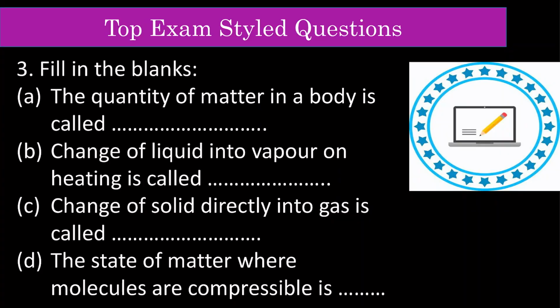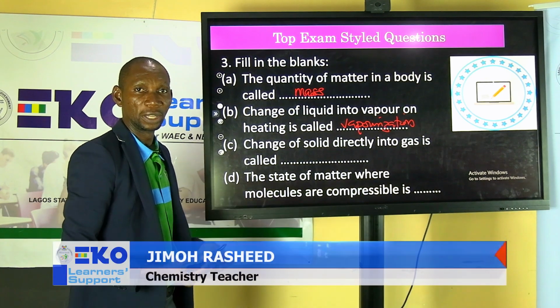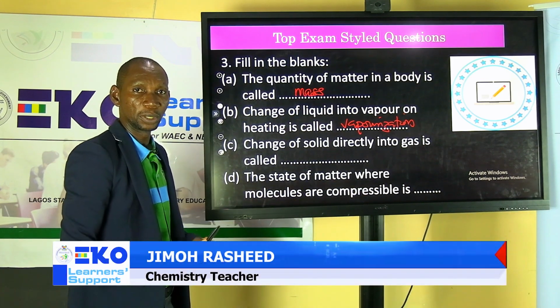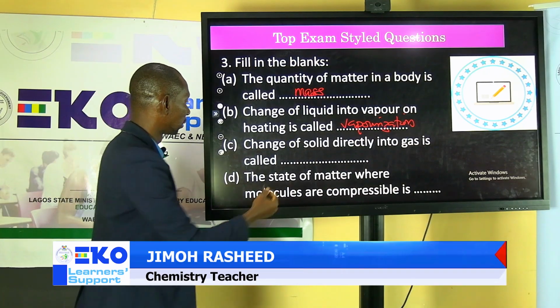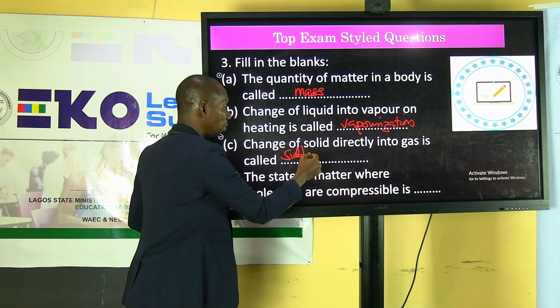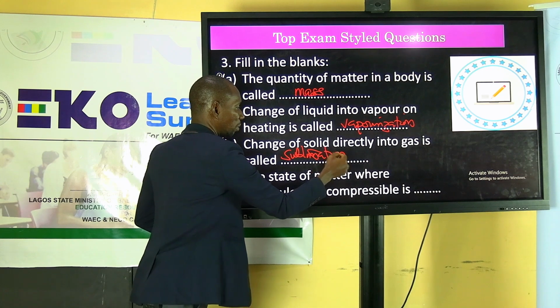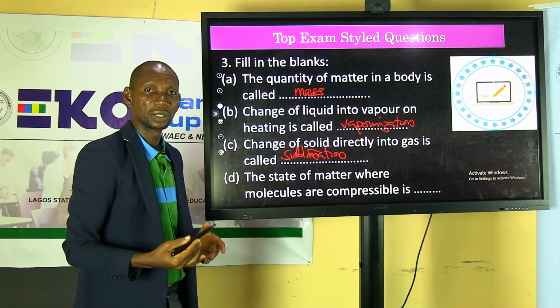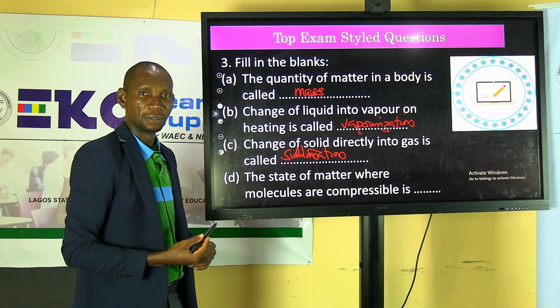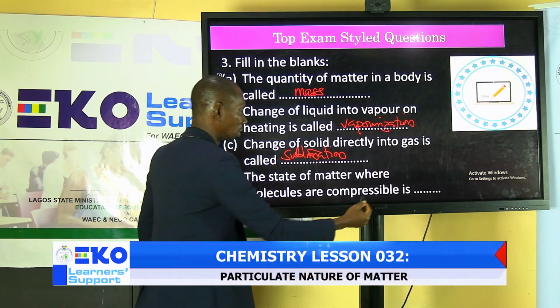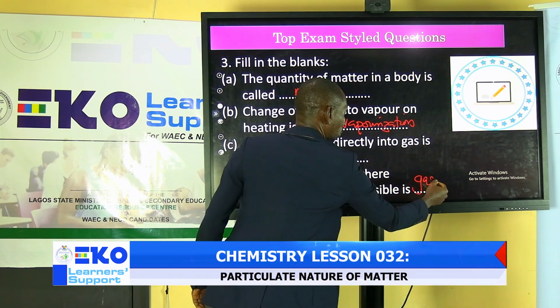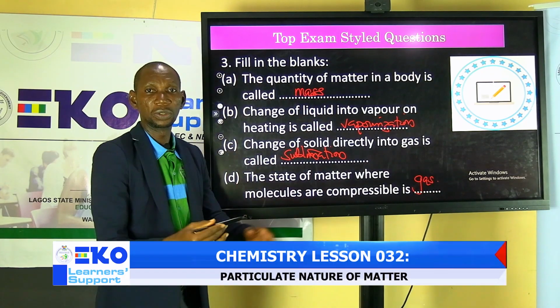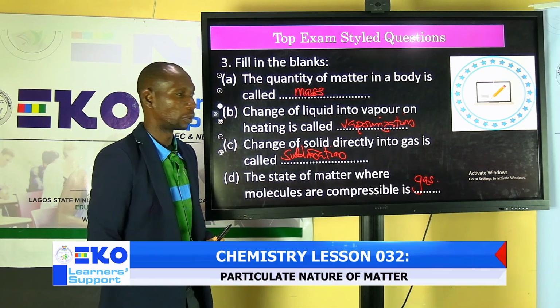How about changes of solid directly into gas? What name is given to that? For example, you have camphor and then it begins to sublime. What name is given to that? Very good. That is called sublimation. And lastly, the state of matter where the molecules can be compressed. Is it a liquid, a solid, or a gas? Fantastic job. That describes gas. Gases are compressible, and that's why you can compress your gas into your cylinder, which you use for cooking at home.